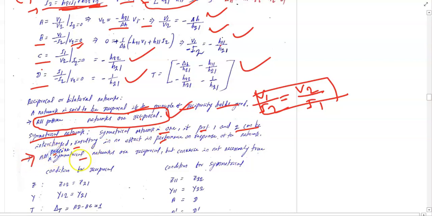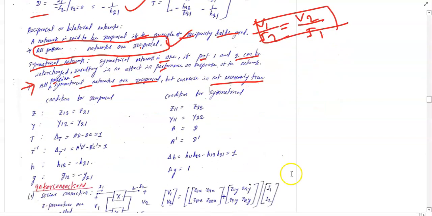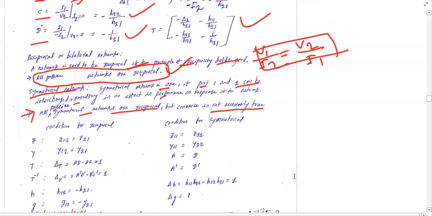So this is another important point. All passive symmetrical networks are reciprocal, but the converse is not necessarily true. That means all reciprocal networks are symmetrical is not always true. So these are the conditions. First we will discuss the conditions for reciprocal, and then we will discuss the conditions for symmetrical.